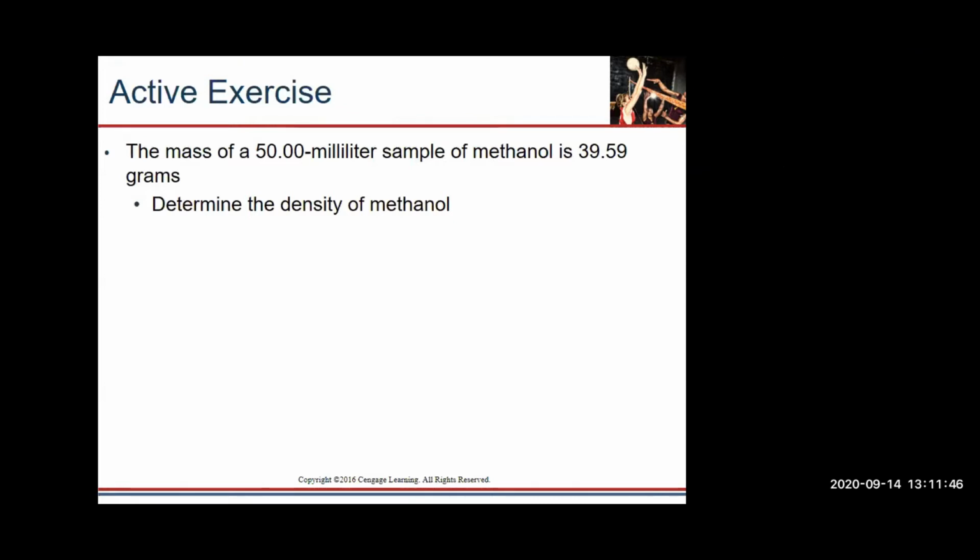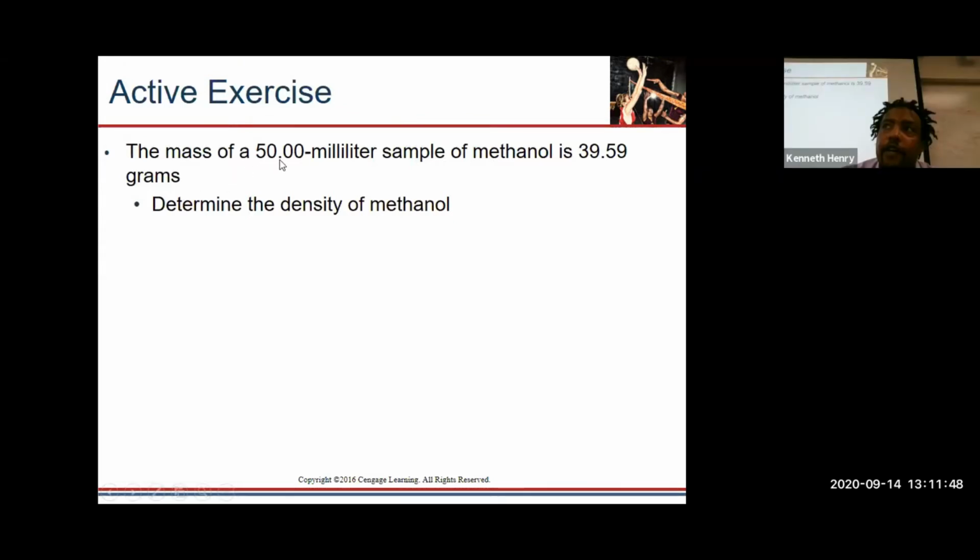So here we have a 50.00 milliliter sample of methanol. The mass of a 50.00 milliliter sample of methanol is 39.59 grams. Determine the density of methanol. So what are we going to use to determine the density? Bernardo, since you asked me a question, I get to ask you a question. What are we going to use? I think mass over volume. Mass over volume, right?